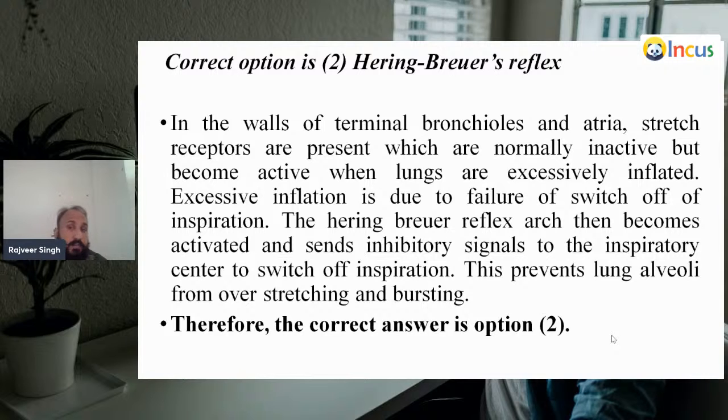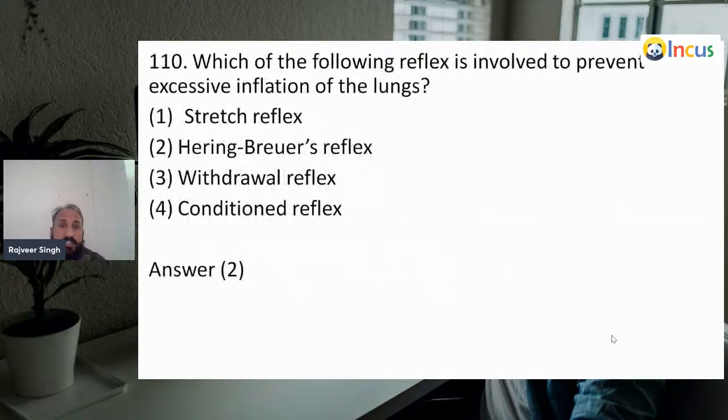In the walls of the terminal bronchioles and alveoli, stretch receptors are present which are normally inactive but become active when the lungs are excessively inflated. Excessive inflation is due to the failure to switch off inspiration, right? Then the Hering-Breuer reflex arc becomes activated and sends an inhibitory signal to the inspiratory center to switch off inspiration, and this prevents the lung alveoli from overstretching and bursting. So the Hering-Breuer reflex, the second option, is the right answer.